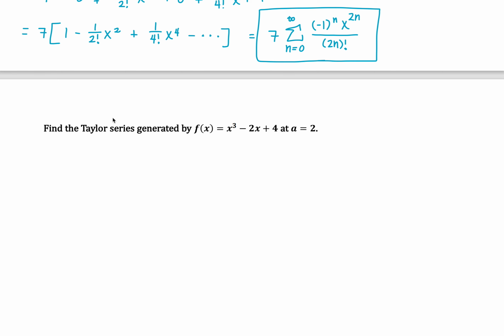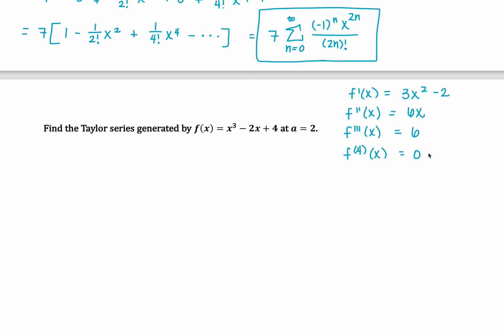Now in this case, I'm going to do the same thing I did before. I'm going to look at some of these derivatives. But in this case, we're going to get to a point where the derivatives zero out. So f prime of x is going to equal 3x squared minus 2. The second derivative is just simply 6x. The third derivative is 6, and the fourth derivative onward is just going to be 0.